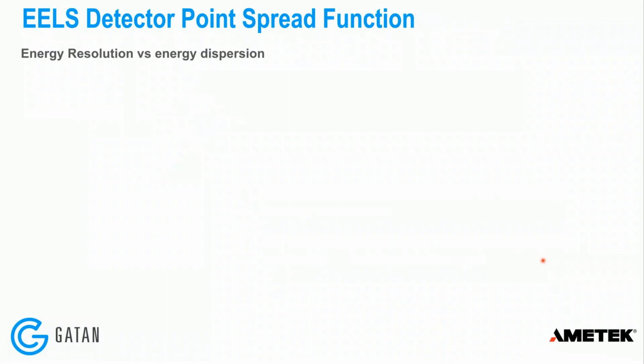Okay, so what about the point spread function? We already touched upon point spread in imaging, so having a lower point spread was better for our DQE curve and gave us better resolution. What's this going to do for EELS?